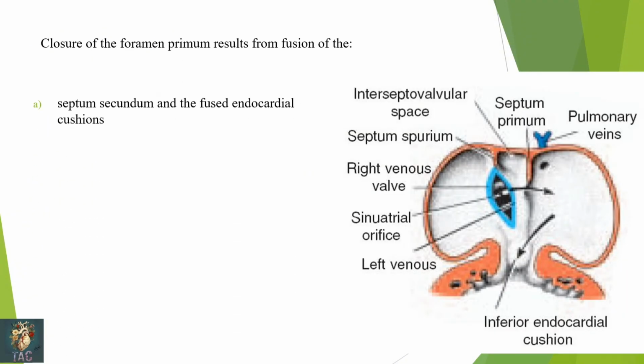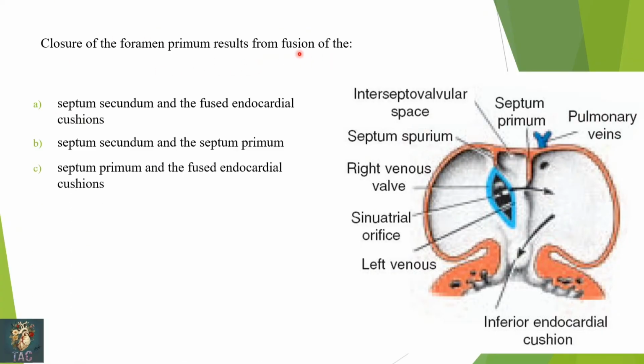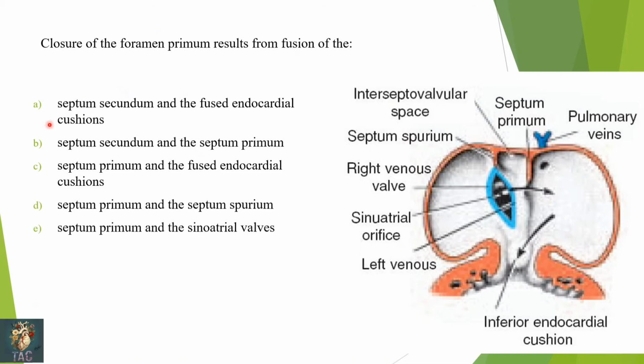Next is closure of the foramen primum results from fusion of the septum secundum and fused endocardial cushions, septum secundum and septum primum, the fused endocardial cushion, the septum primum and septum spurium, septum primum and sinoatrial valves. So we know this is the septum primum which is growing downward and it fuses with the endocardial cushions to close the foramen primum. So the correct option is C, that is septum primum and fused endocardial cushions.